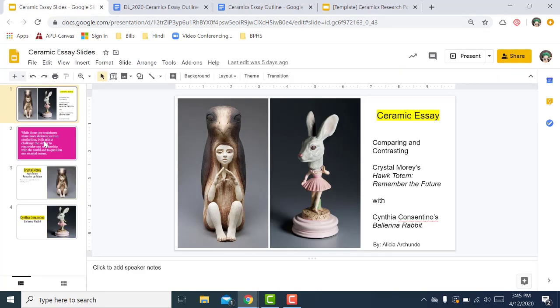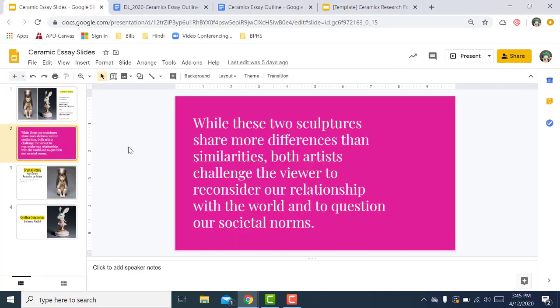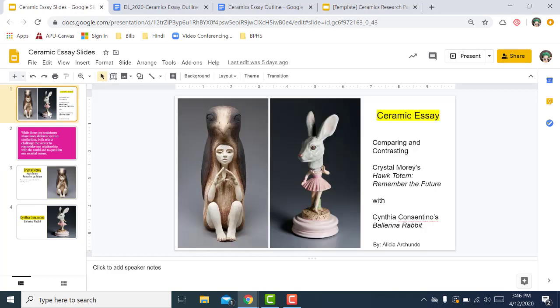And so I've started working on my thesis. It's not ready yet. It's kind of long. It's a giant sentence. I'm going to kind of fix it. But my thesis is, while these two sculptures share more differences than similarities, both artists challenge the viewer to reconsider our relationship and to question our societal norms. Now that's a mouthful. We're just doing a rough draft of a thesis. But this is what I'm telling you, is that I'm already saying that there's more different in the sculptures than there are similarities.